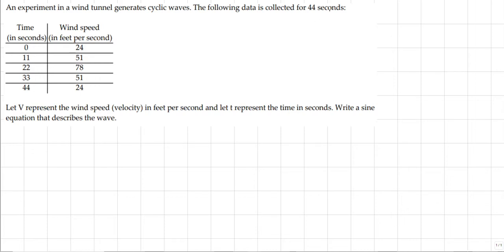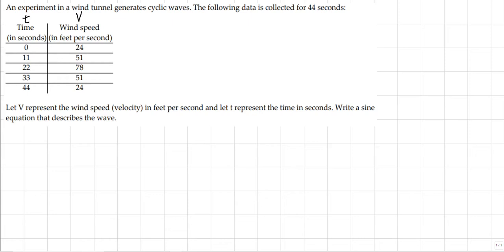An experiment in a wind tunnel generates cyclic waves. The following data is collected for 44 seconds. We have the first column T, or time, second column wind speed, or V, and time is measured in seconds, wind speed is measured in feet per second.